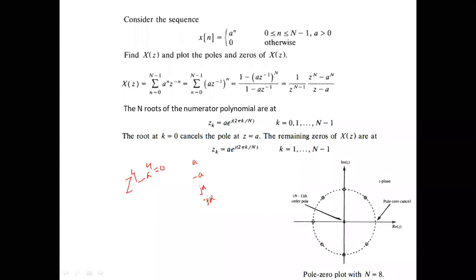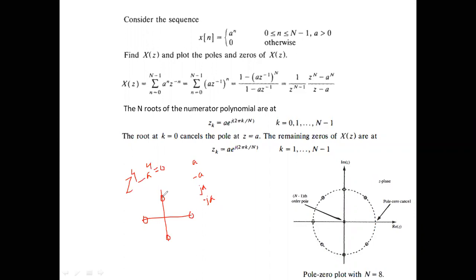Minus j square is minus 1. Minus of minus, again plus. So for all 4 cases, that means for z to the 4 minus a to the power 4, we'll get 4 zeros: 1 at plus a, then 1 at minus a, then at j, which means 90 degrees, and minus j means minus 90 degrees.